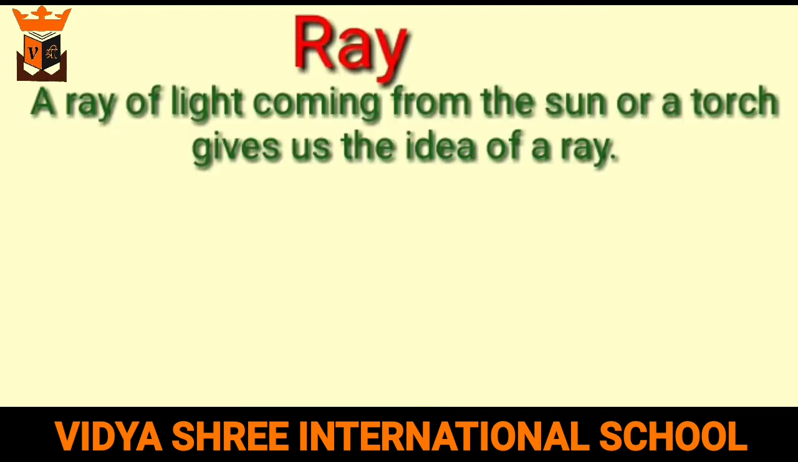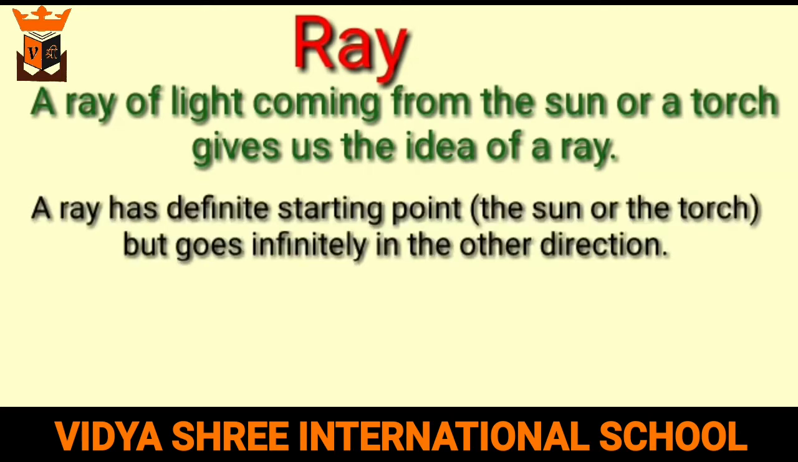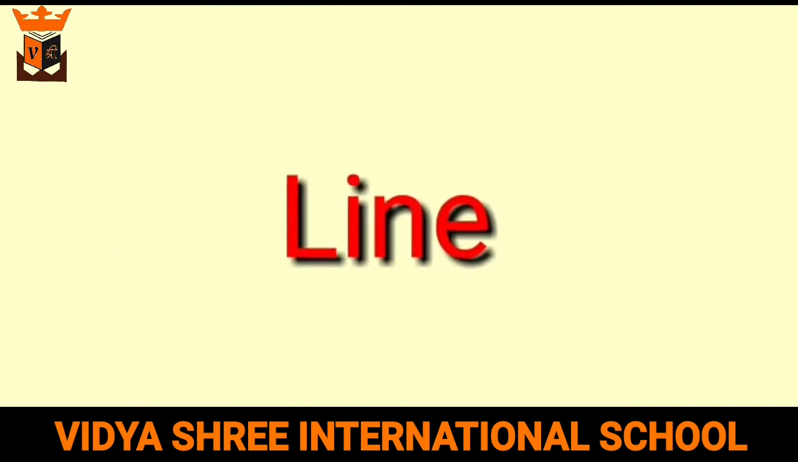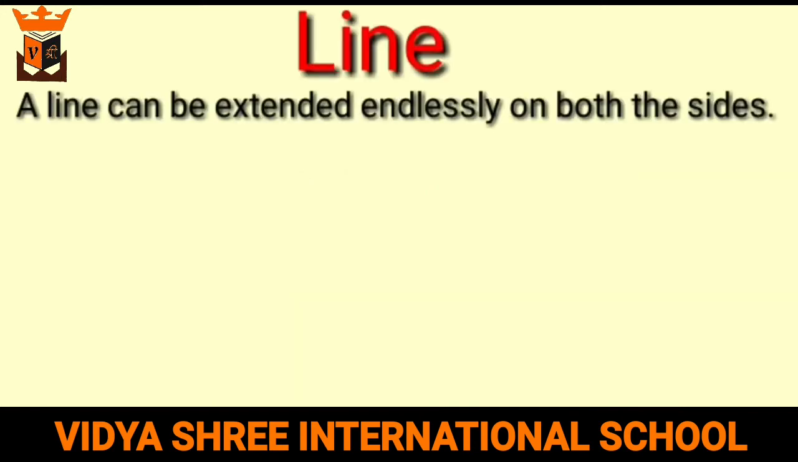Ray. A ray of light coming from the sun or a torch gives us the idea of a ray. A ray has a definite starting point, the sun or the torch, but goes infinitely in the other direction. A ray shown here is called ray AB, which has a starting point A and extends infinitely in the other direction.